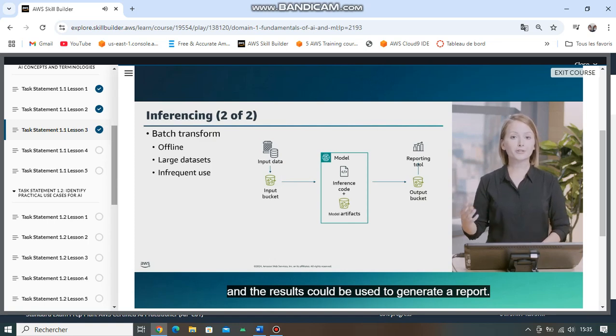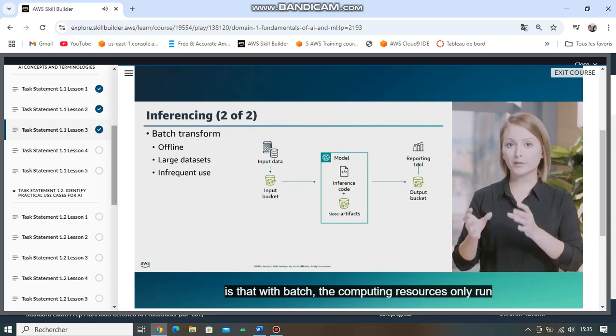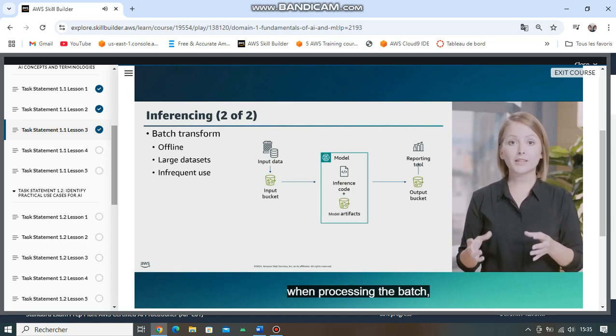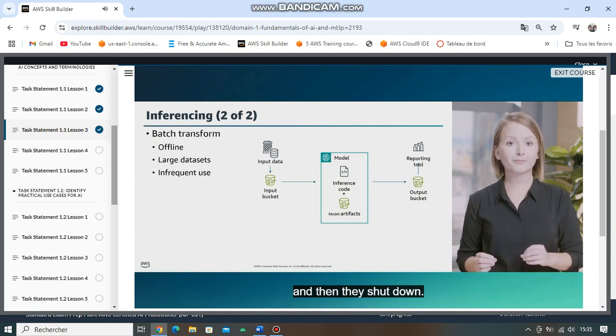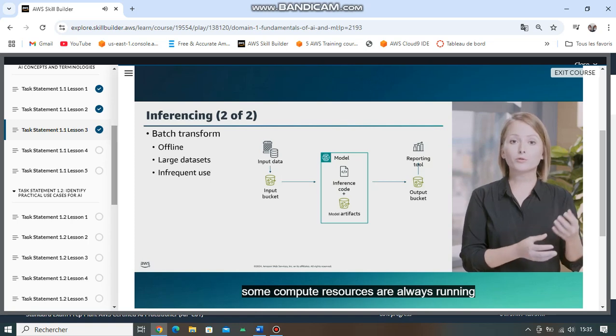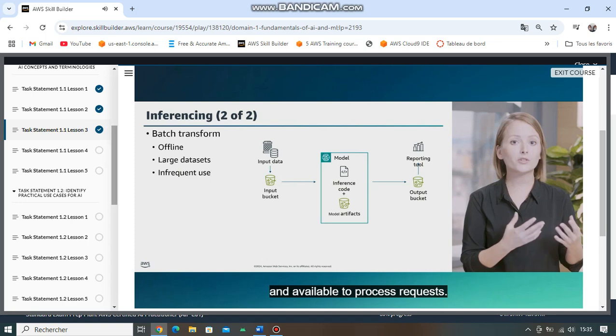Your model input data could be processed all at once on a monthly schedule, and the results could be used to generate a report. The main difference between real-time and batch is that with batch, the computing resources only run when processing the batch, and then they shut down. With real-time inferencing, some compute resources are always running and available to process requests.